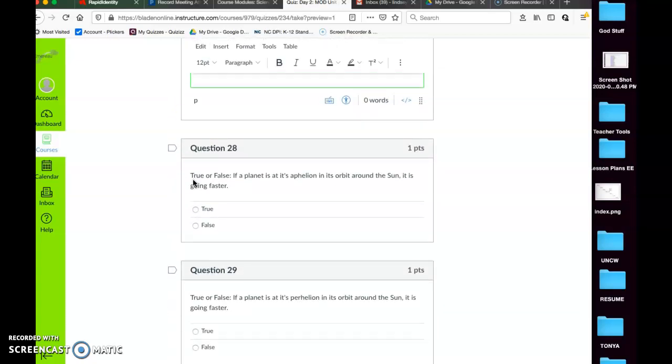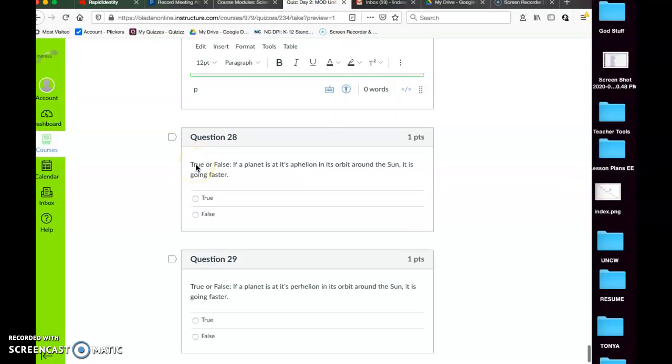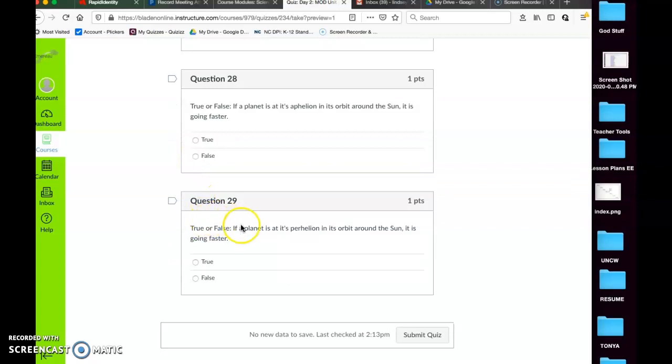True or false, if a planet is at its aphelion in its orbit around the Sun, it is going faster. True or false, if a planet is at its perihelion in its orbit around the Sun, it is going faster. True or false?